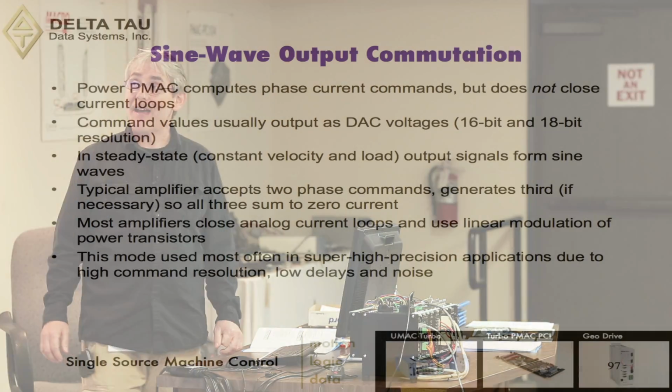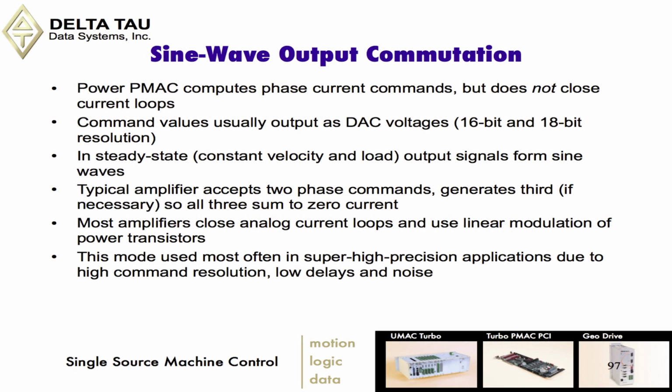Power PMAC can do sine wave output commutation. There are two types of commutation: sine wave commutation and direct PWM. In sine wave commutation, Power PMAC is computing the phase currents, but does not close the current loop. So it's outputting torque commands to the drive. The drive is doing the current loop, controlling and making sure that the currents in the motors are correct for the amount of torque command that you've sent to the drive.